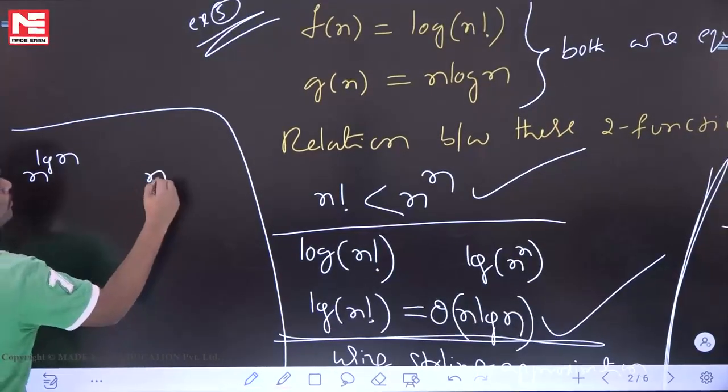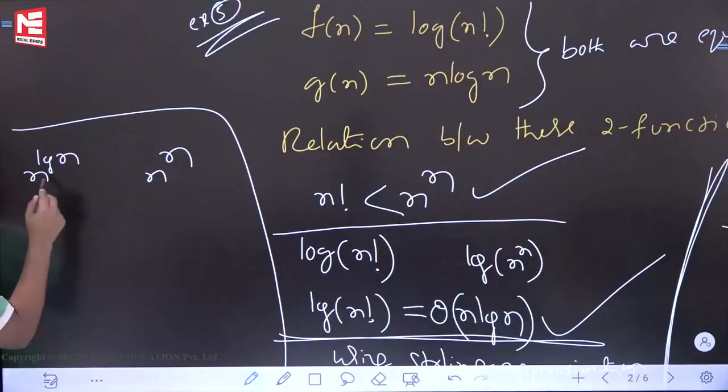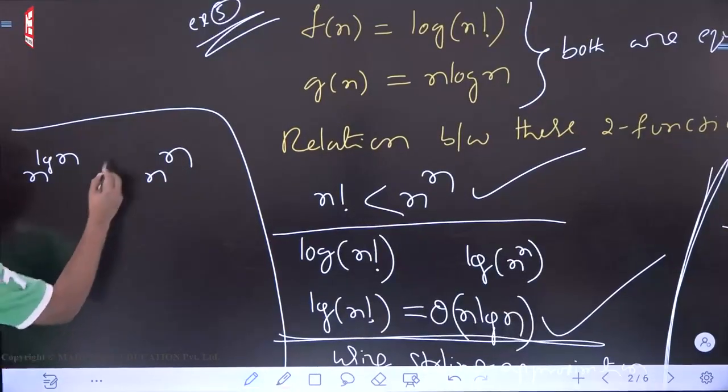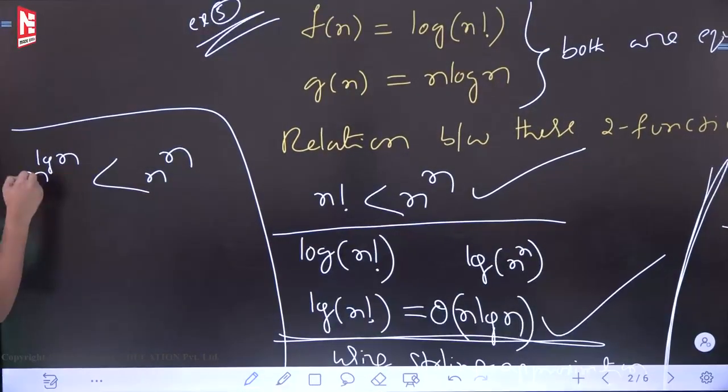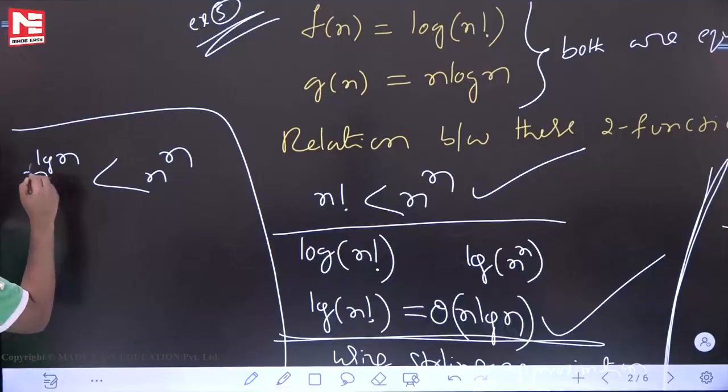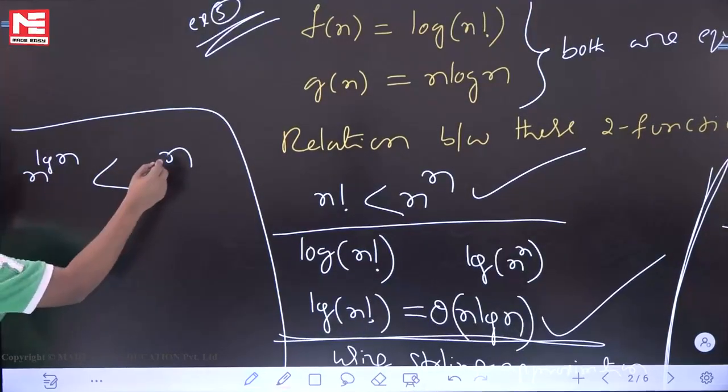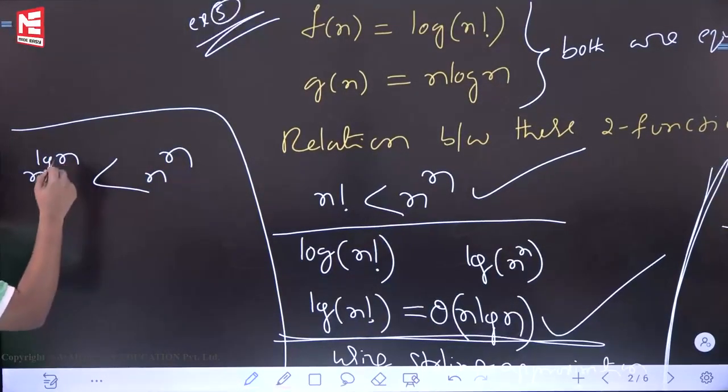n power log n, n power n. Who is bigger? n power n is bigger, because it's the log n times only. n log n time. But this is the n time. This is bigger. Apply log.